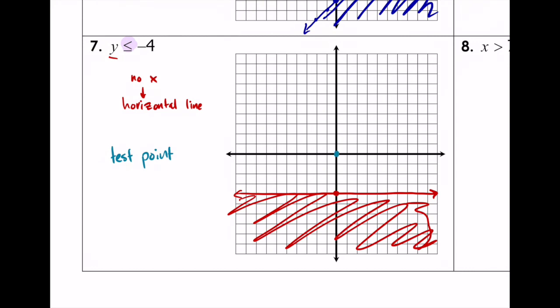So I want to try the test point of 0, 0. That means x is 0 and y is 0. So if I plug in 0 for y up here, we get 0 is less than or equal to negative 4. So is that true? Is 0 less than or equal to negative 4? Well, no, that's not true. Negative 4 is the smaller number. This point of 0, 0 is not a solution.